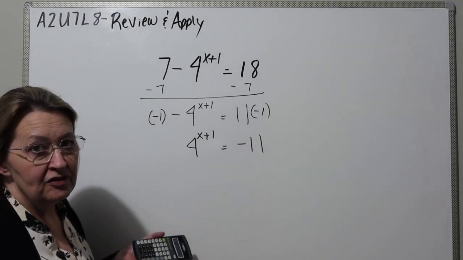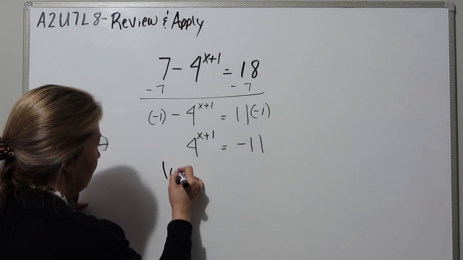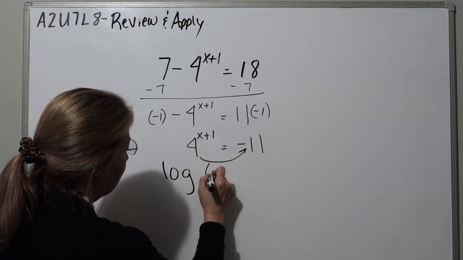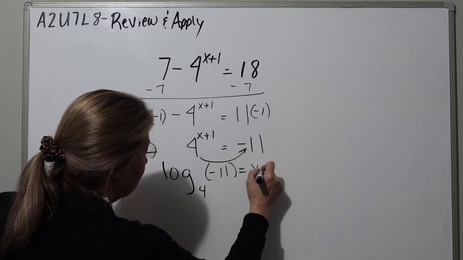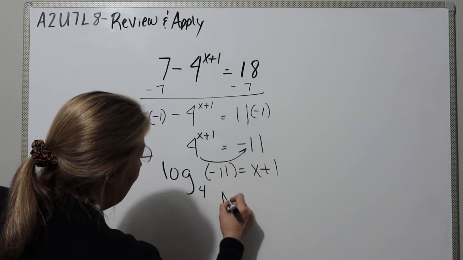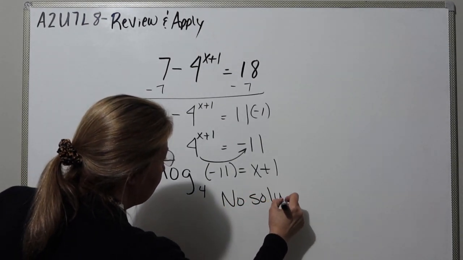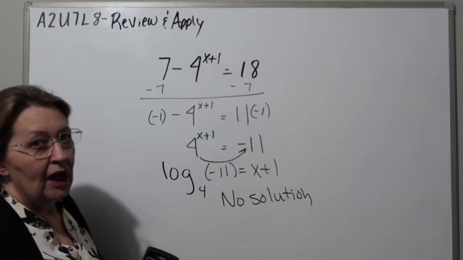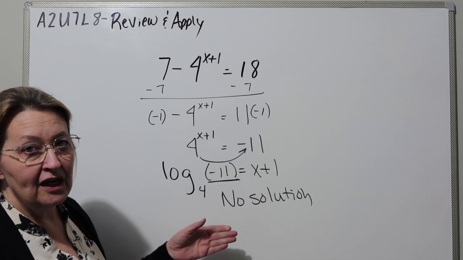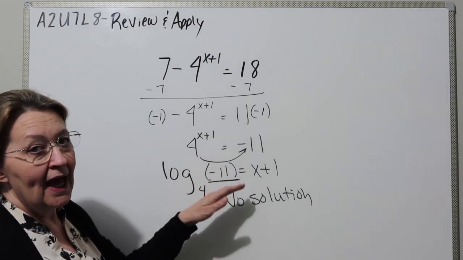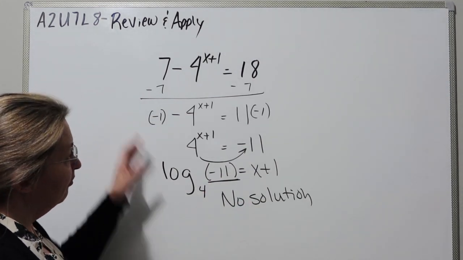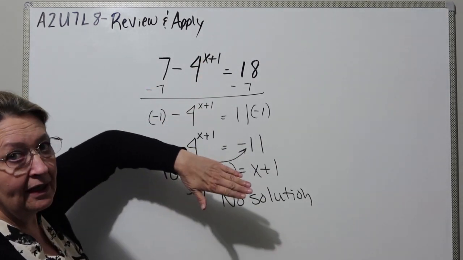So now I have positive 4 to the x plus 1 is equal to negative 11. And I'm going to convert this to a logarithm by doing log, this is my base 4, I'm going to swing over here of negative 11 equals x plus 1. And I can stop right here. This one has no solution. Do you remember why? Because you cannot take the logarithm of a negative. Remember, the domain of your log is that x, your argument, has to be greater than 0. It has to be positive. So this is a no solution problem, but it did let you see the technique.